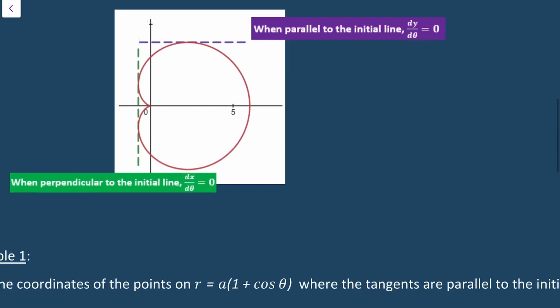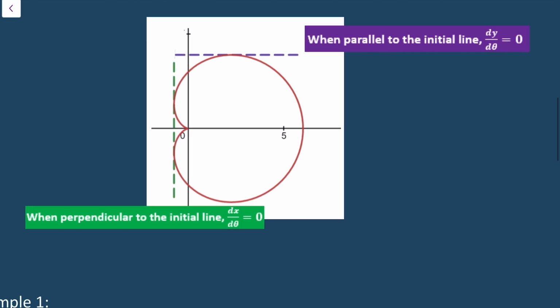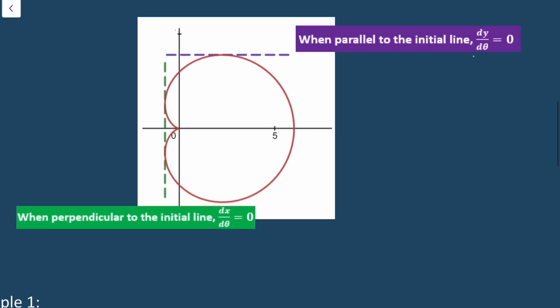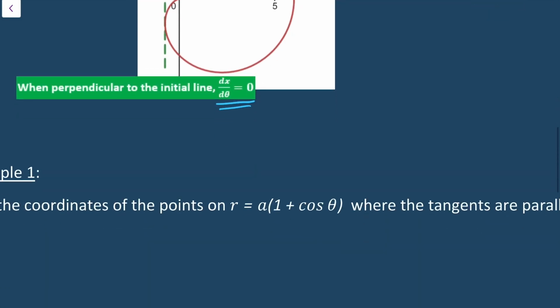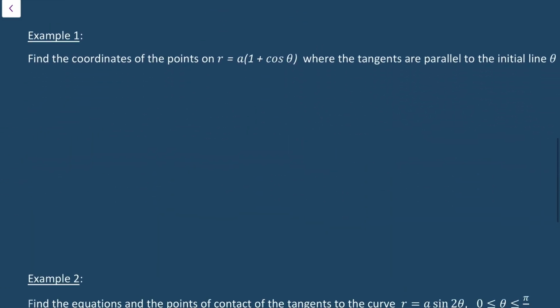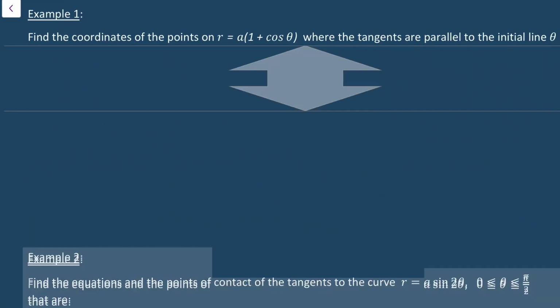Okay, so I've summarized this in a little diagram here, and that's essentially all we are going to do. We're going to solve these problems. Parallel to the initial line, dy/d theta equals 0, and perpendicular to the initial line, dx/d theta equals 0. Okay, so let's start with the first example here.